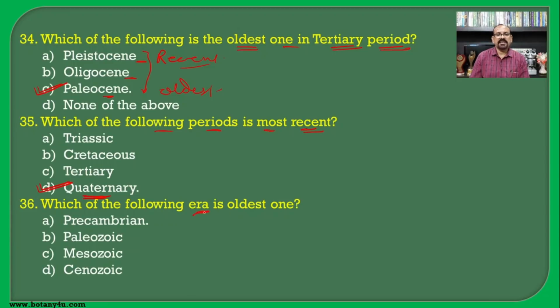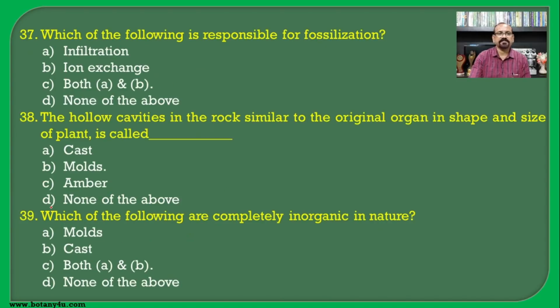Then which of the following era is oldest one? If you see the Precambrian, Paleozoic, Mesozoic and the Cenozoic, the Cenozoic is the recent one, then Mesozoic, then Paleozoic and then the Precambrian, and hence the oldest one becomes the Precambrian and hence it is the answer for this question.